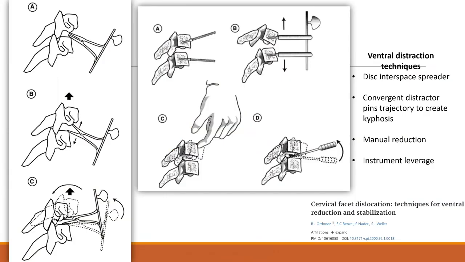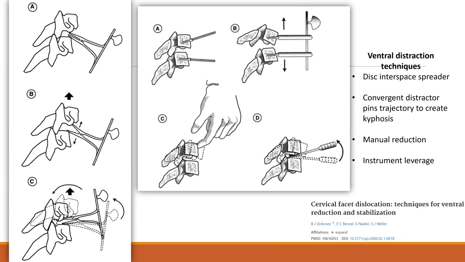Here are a few diagrams quickly describing the ventral distraction techniques. For example, use of an interspace spreader or convergent distractor pins placed within this trajectory vector in order to create kyphosis, which is slightly different or the opposite of the placement of these distractor pins when performing an ACDF, where they will instead be divergent, creating posterior lordosis and spreading open the disc space, versus here with the creation of kyphosis posteriorly. And of course, there's manual reduction and then the use of curettes or various instruments to achieve leverage and manual reduction.